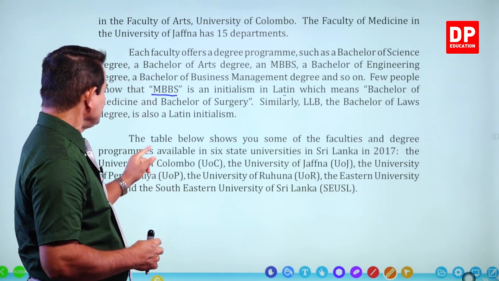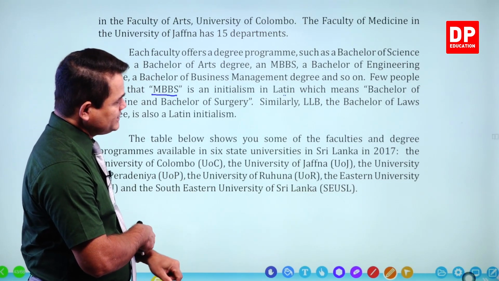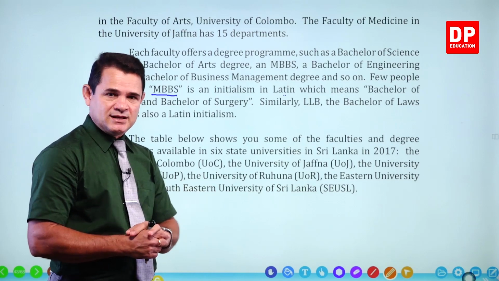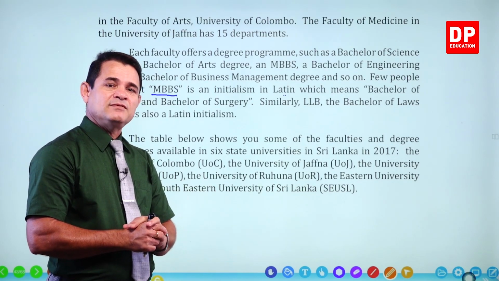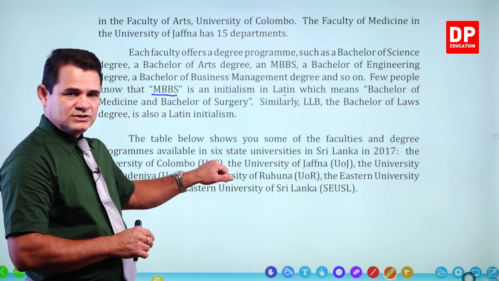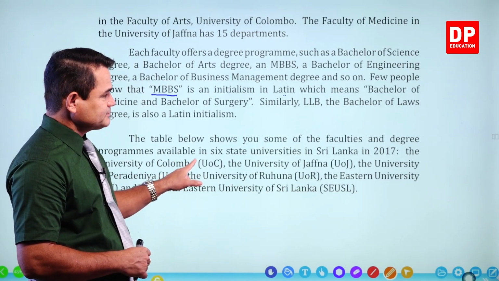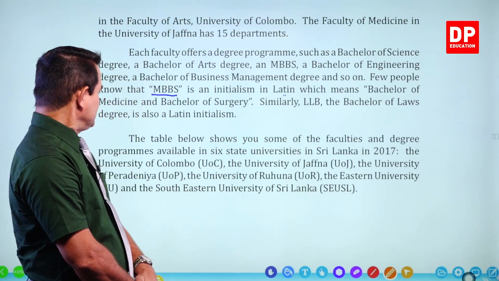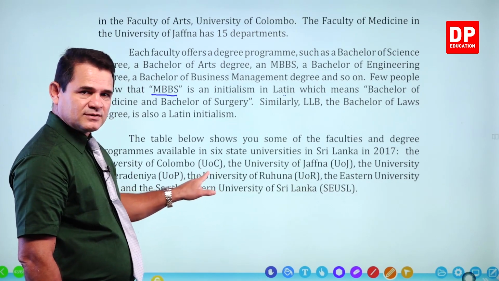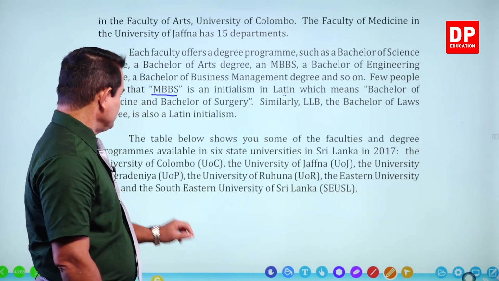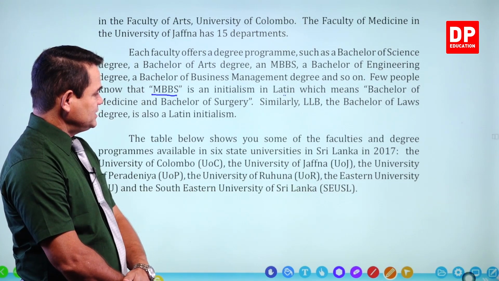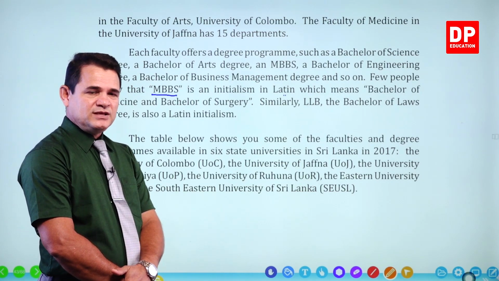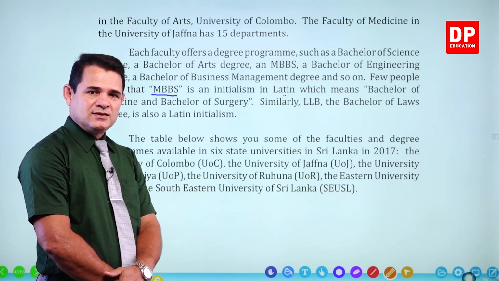And the next one, the table below shows you some of the faculties and degree programs available in 6 state universities in Sri Lanka in 2017. The University of Colombo, the University of Jaffna, the University of Peradeniya, the University of Ruhuna, the Eastern University and the Southeastern University of Sri Lanka. So these are the universities that you can read in the table below.